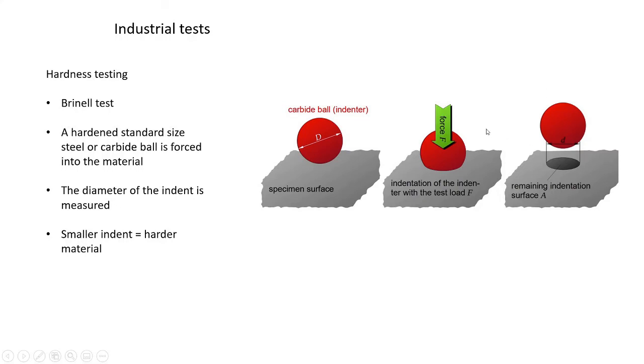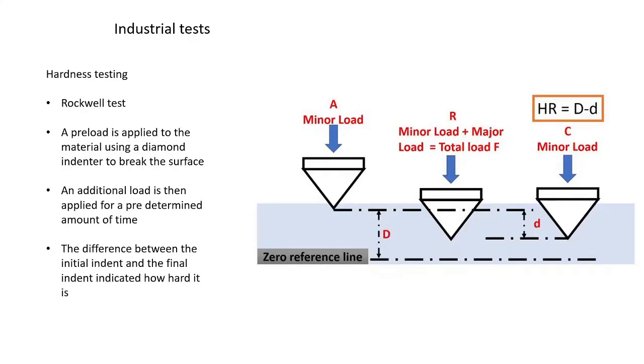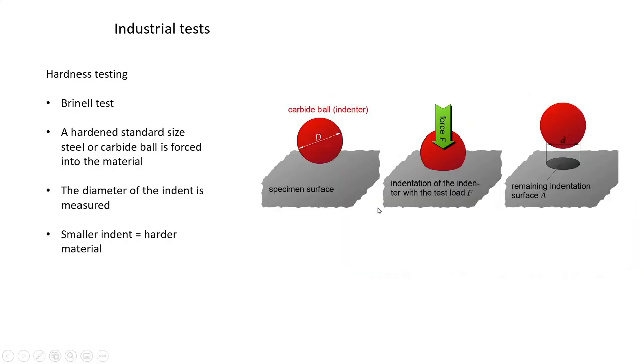And what you will look for here, rather than an initial break of the surface, is a straight surface. You press the ball in, and you measure how big the diameter of the hole that was produced is. The smaller the indent, the harder the material, because less of it's been pushed through.